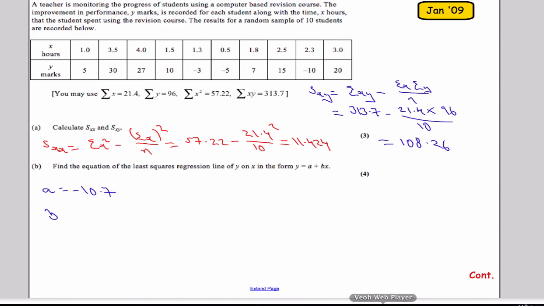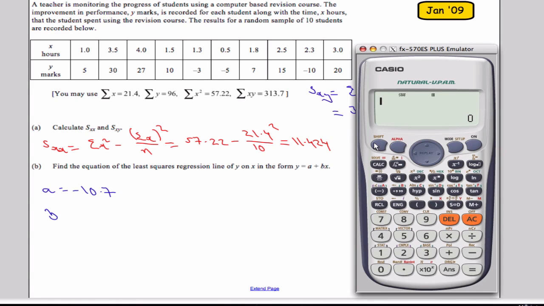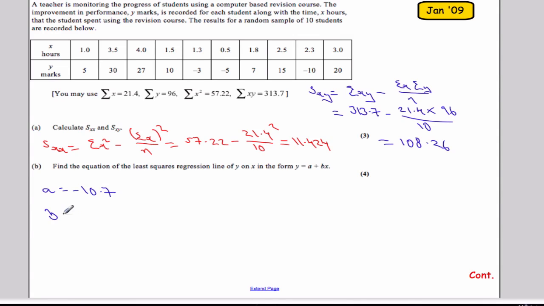And B we can pull out of the calculator as well. So shift, stat, option 5 for regression. B equals 9.476, which to three significant figures is 9.48. So B is 9.48. So then plugging it into this, we get y equals A, which is minus 10.7, plus 9.48 times x. And that's our 4 marks.